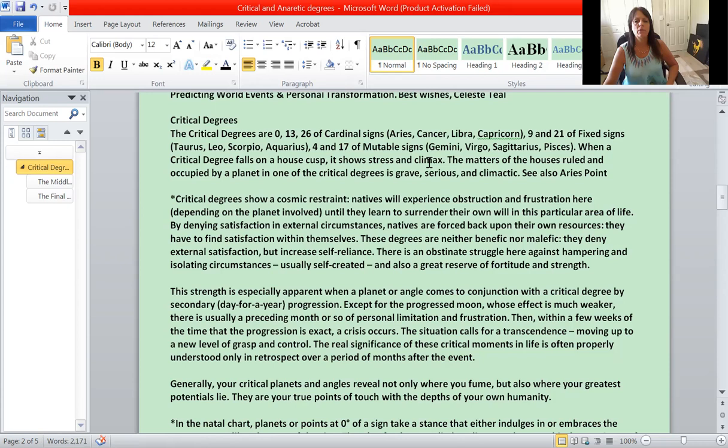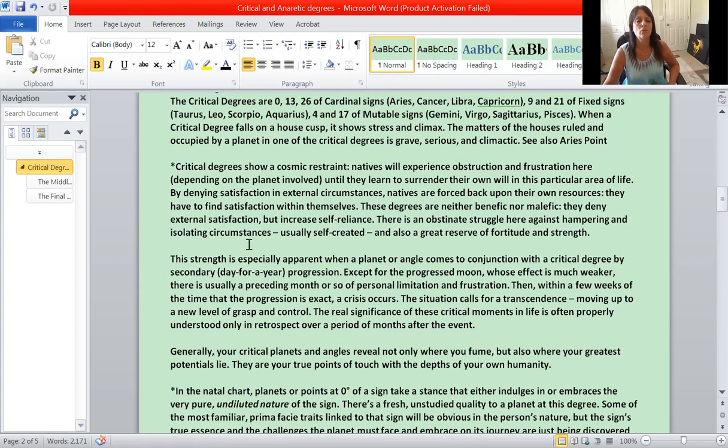The matters of the houses ruled and occupied by a planet in one of the critical degrees is grave, serious, and climactic. Critical degrees show a cosmic restraint. Natives will experience obstruction and frustration here, depending, of course, on the planet involved and the aspects they're making. So until they learn to surrender their own will in this particular area of life, by denying satisfaction in external circumstances, natives are forced back upon their own resources. They have to find satisfaction within themselves.